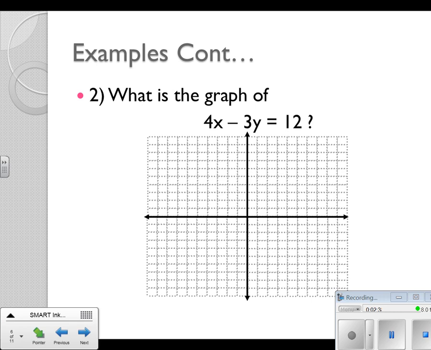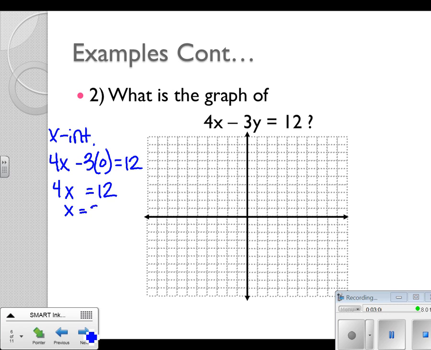What is the graph of 4x minus 3y equals 12? In this problem, the a is 4, the b is negative 3, and the c is 12. So we're going to start by finding our x-intercept. To find the x-intercept, once again, you plug 0 in for y, solve for x, on the x-axis, I'm going to find 3, and I'm going to put my point right at 3. Then I'm going to look for my y-intercept.